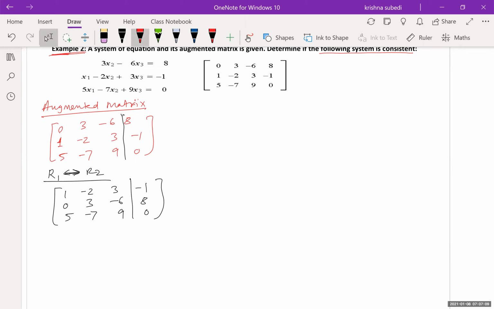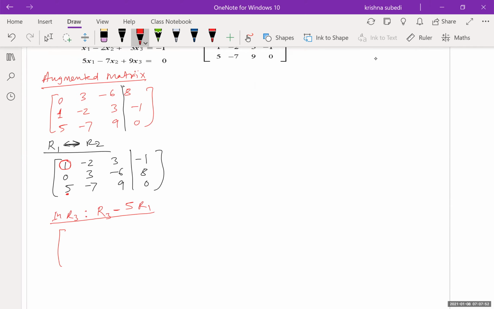Next, our goal is to make, you see, this one is your pivot. So anything below that pivot must be 0. So we need to make this guy 0. Okay, use common sense now. This is an R3. In R3, what you want to do is R3 minus 5R1. Use the leading term, use this term in order to make this guy 0. That's what you may want to do.